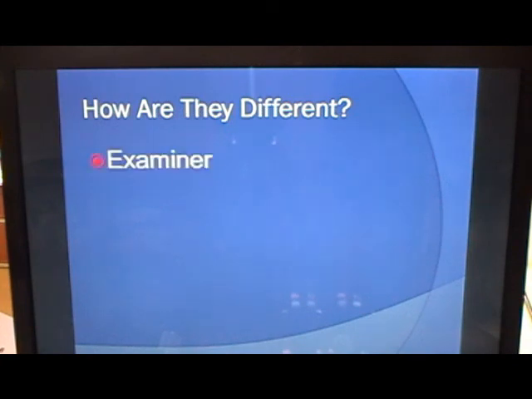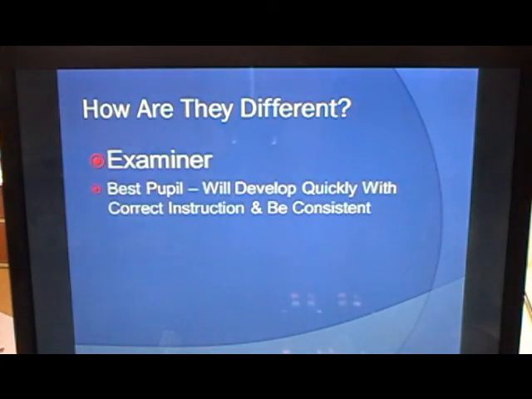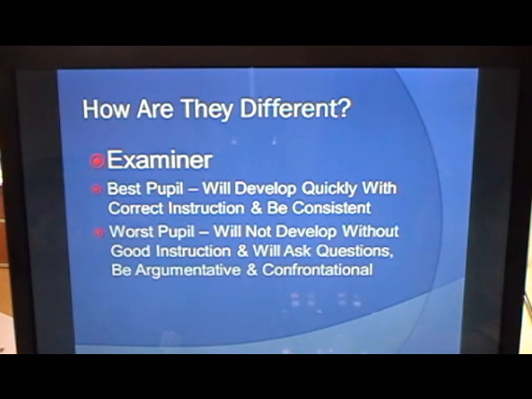How are they different? Well, the examiner is going to be your best pupil, because they'll develop quicker with correct instruction than a pupil would, and they'll be very consistent with that development. So if you've given them the right instructions, they will follow it, and they will be consistent with that. They won't go back to doing something wrong if they've done it right for you.